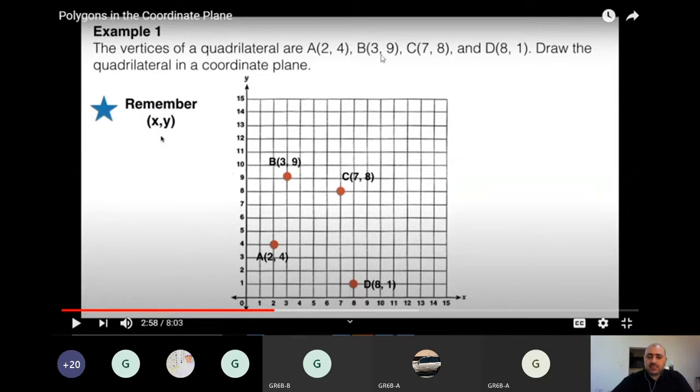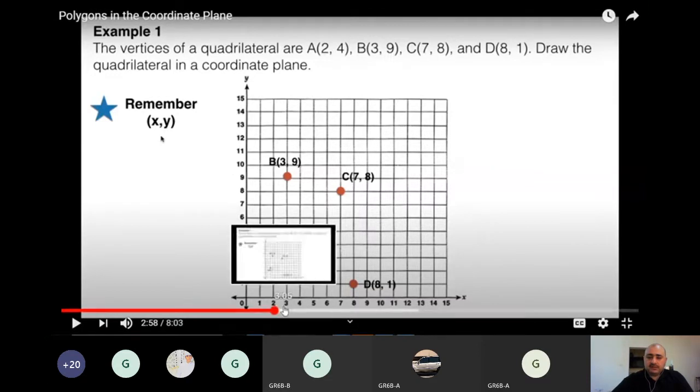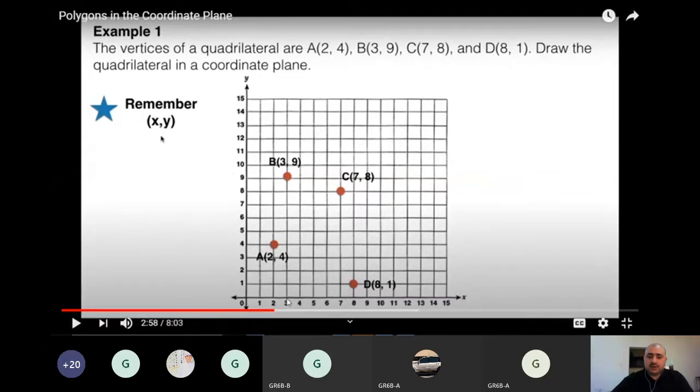The next point, we have 3 in x and 9 in y. So this is 3 in x, and go up 9: 1, 2, 3, 4, 5, 6, 7, 8, 9. So this is the second point, B (3, 9).